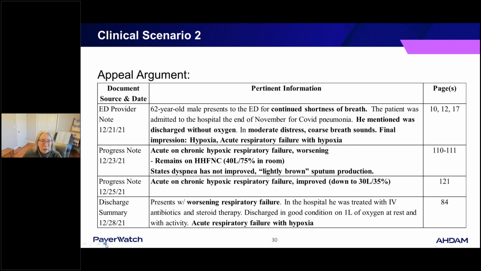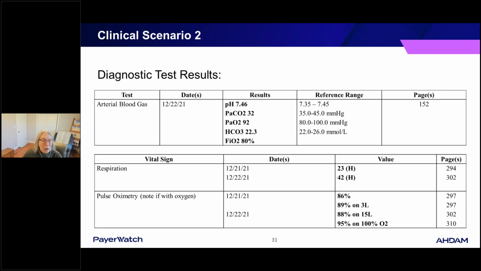So acute on chronic respiratory failure improved on 12/25. He was now down to 30 liters, which is 35% oxygen. And then on 12/28 in the discharge summary, they again reiterated acute respiratory failure with hypoxia, and he went home on 1 liter of oxygen. So lots of good supporting documentation from the diagnosing physician.